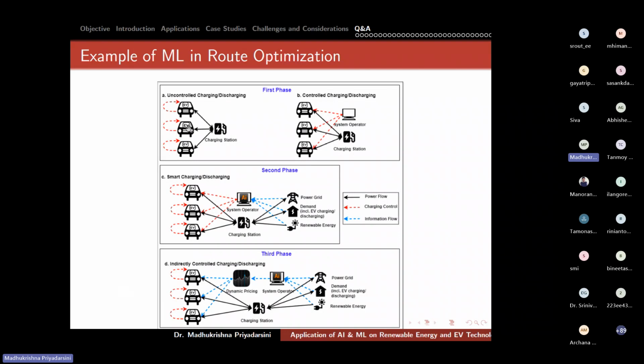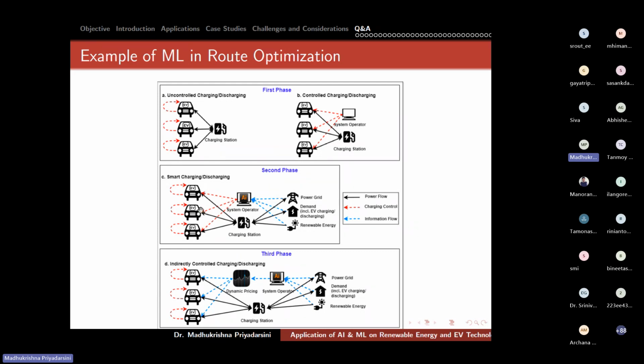So these are the uncontrolled first phase. There is no control of AI. Separately, we go for the charging, we find out the stations, and then we do the charging. In the second phase, we have the system operator. This system operator is not AI enabled, so it works through its own software. But if you go for AI enabled software, and it is also present in the cloud, so anybody can be reached through the cloud based AI system operator.